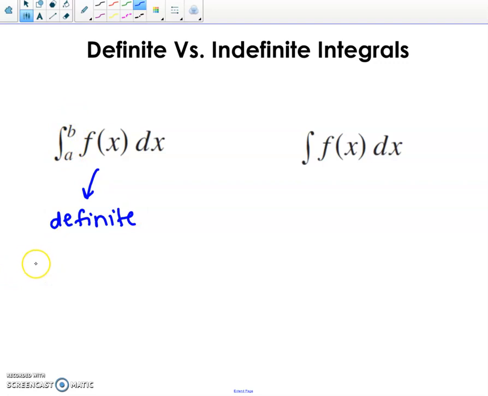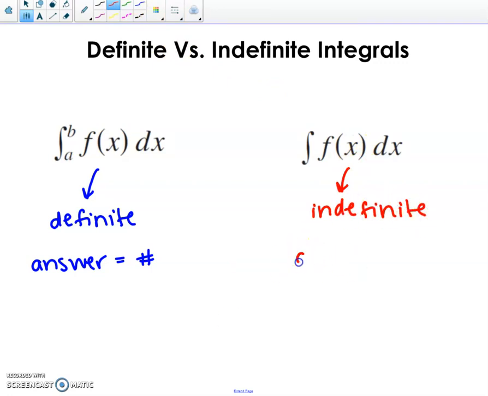And when we solve this, the answer that we get for a definite integral is going to be a number. And that's what we did last class. We were finding the number of what the area was under the curve. And then here, this is an indefinite integral, and that's because we do not have limits of integration. And when we solve this, the answer that we get is going to be a function.